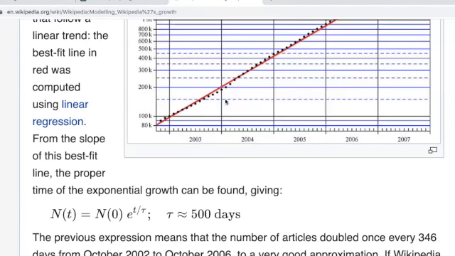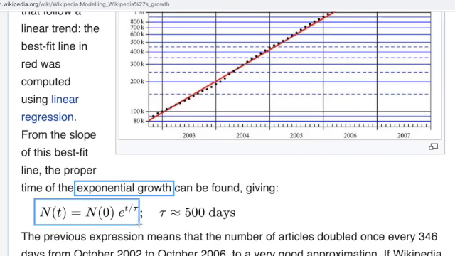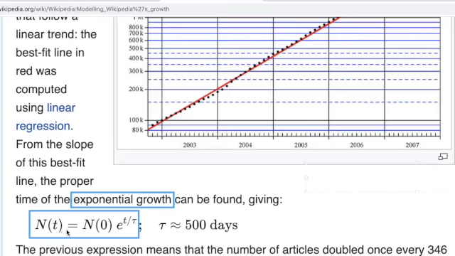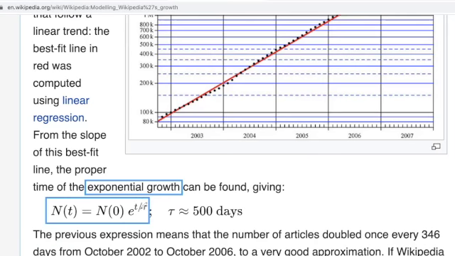So one model that they tried was an exponential growth model. And that exponential growth model was right here. It was N(t) = N(0) e^(t/τ). So this model had two parameters. It had this N(0), which I would like better if it were written N sub 0 to make it clear that it's a parameter. And it had this tau parameter.